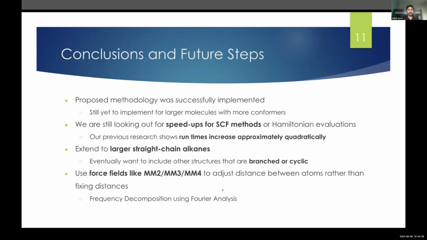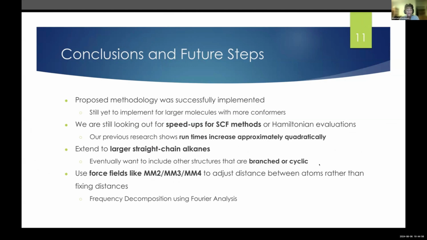Here's a quick conclusion, as well as how our project is going to unfold in the future. First of all, our proposed methodology has been successfully implemented and has demonstrated its effectiveness. However, there are several areas where we aim to expand and enhance our approach.